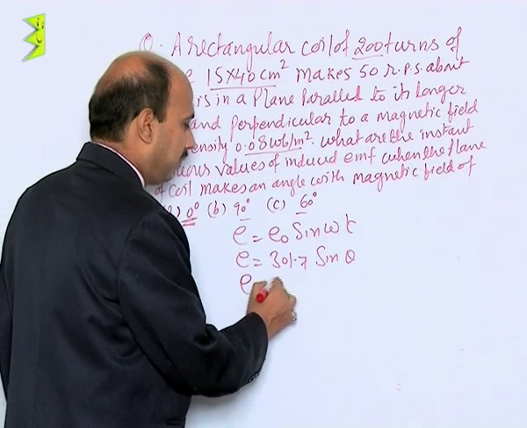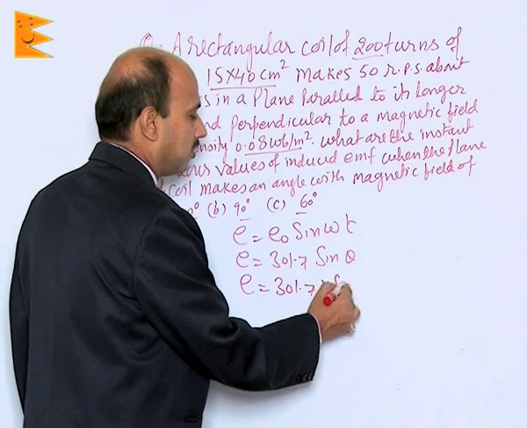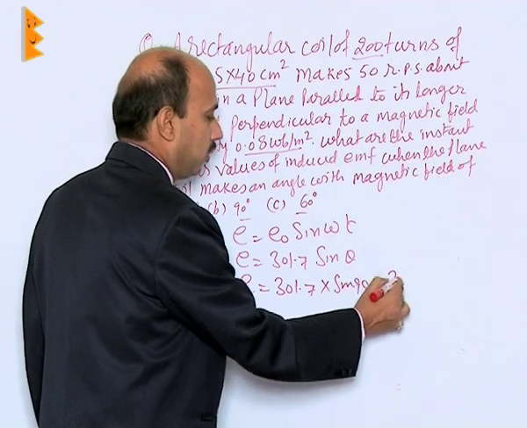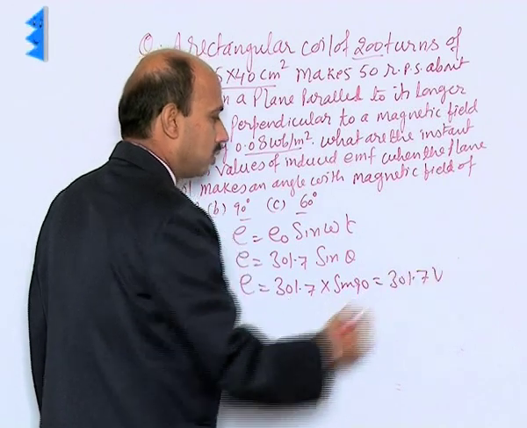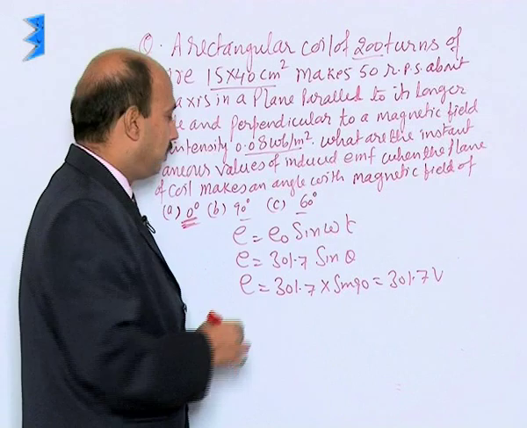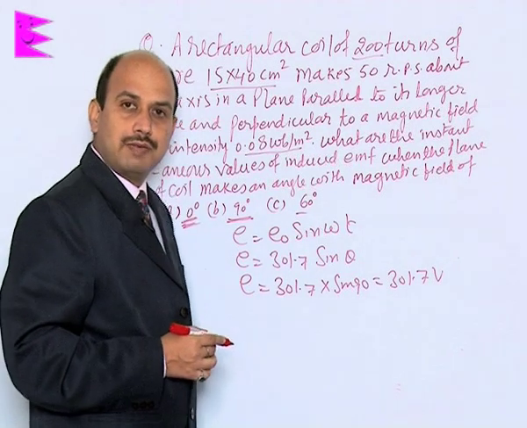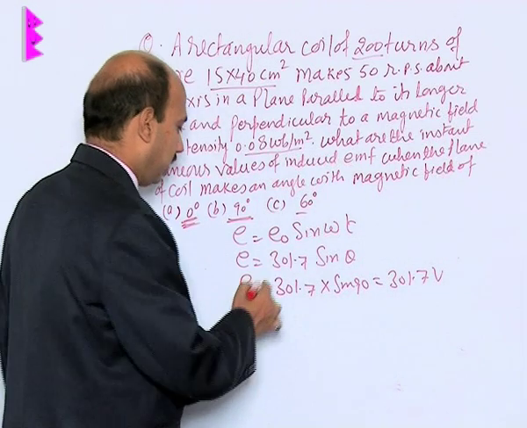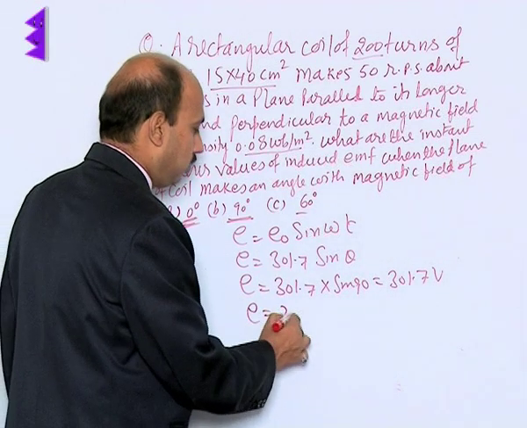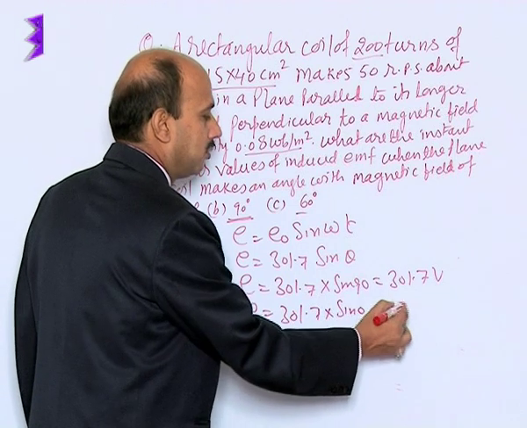So you will be getting in the first case 301.7 into sine 90, that is equal to only 301.7 volt. This is for the first case. For the second case, when the plane of the coil is making an angle of 90 degree with the magnetic field, then the area vector will be making 0 degree, and we can write E is equal to 301.7 into sine 0, that will be 0 volt.